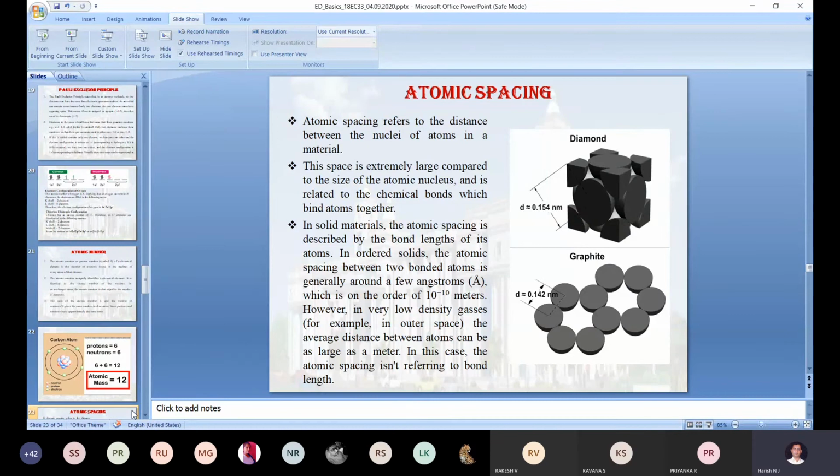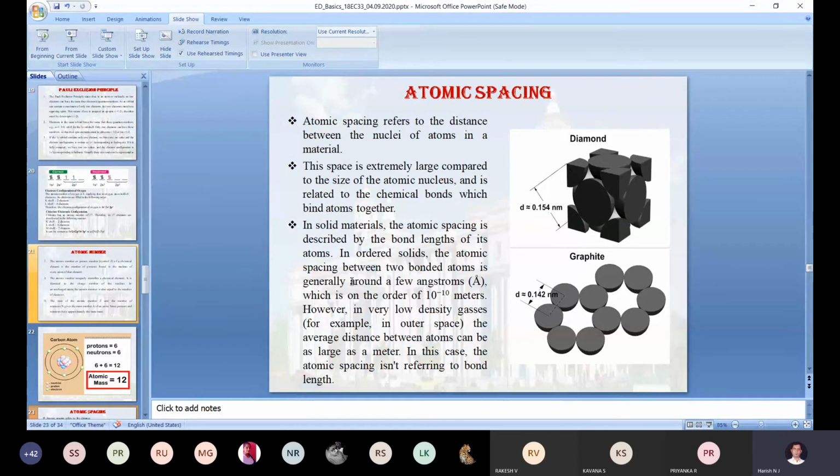Atomic spacing. Just check it out. Just read out the second point. What does it say? This space is extremely large. It means atomic spacing is extremely large compared to the size of the atomic nucleus. That information you can get from the second point.